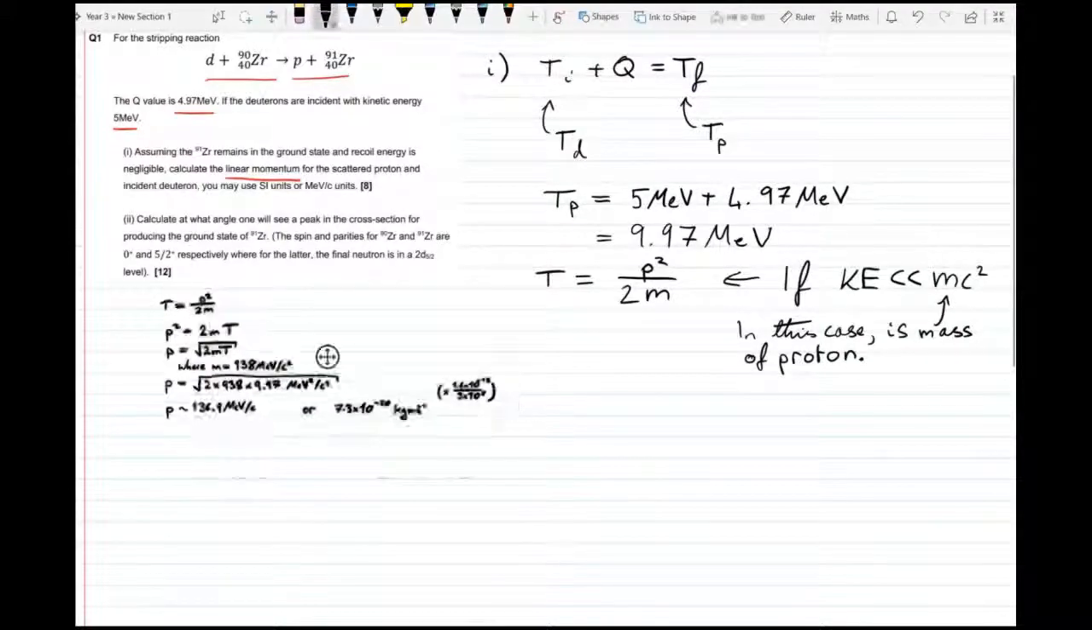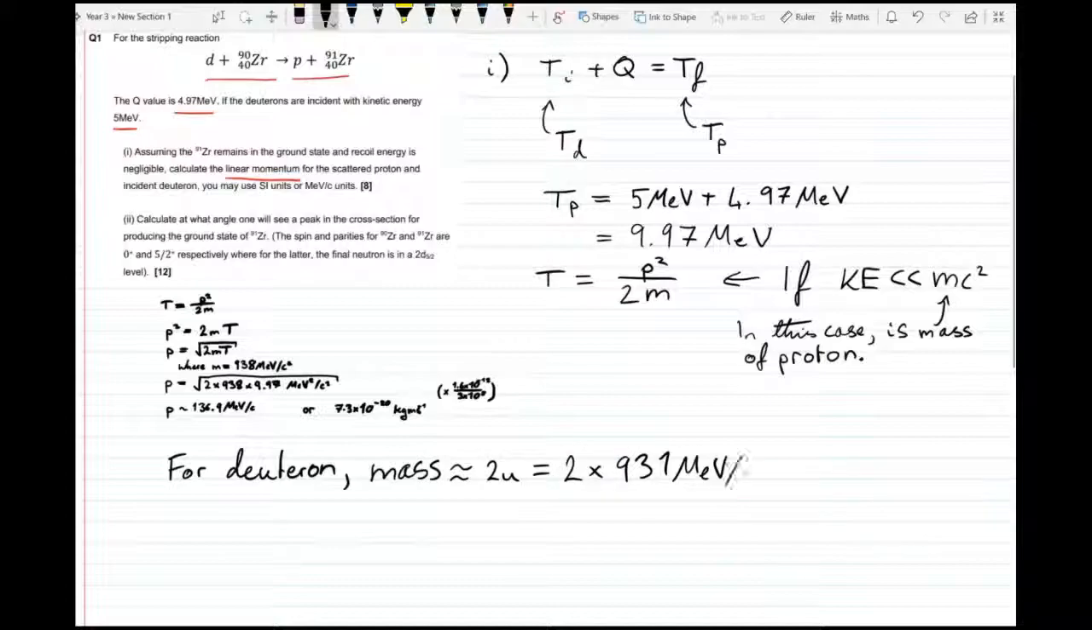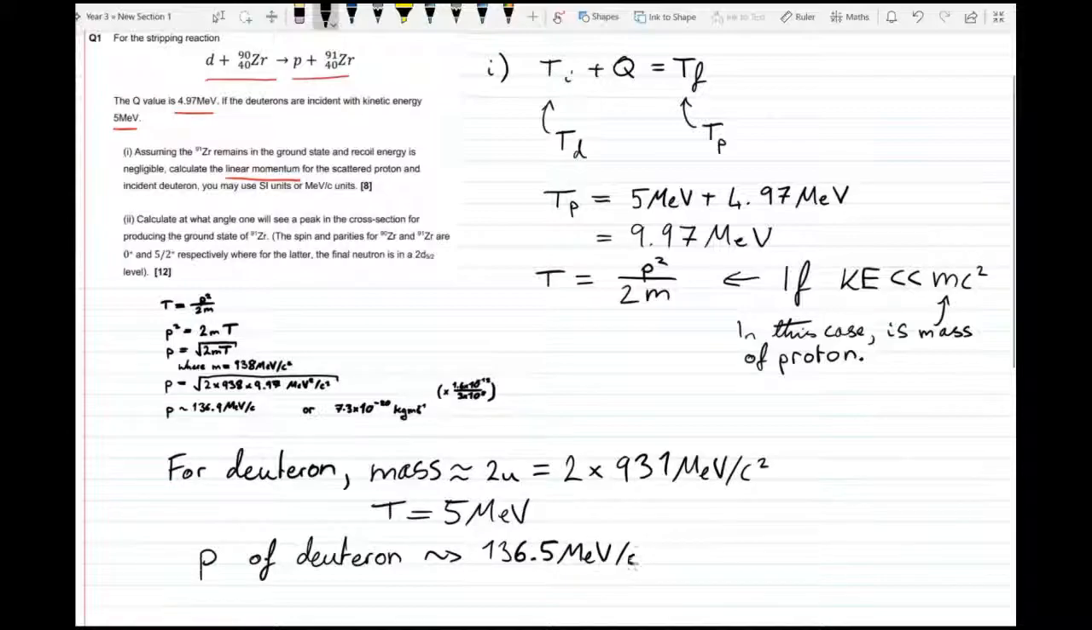Note that the scattering angle is not considered, thus it is assumed to be zero. This is equivalent to neglecting the recoil momentum. A similar process is used to determine the linear momentum of the deuteron, the momentums of which are not necessarily the same.